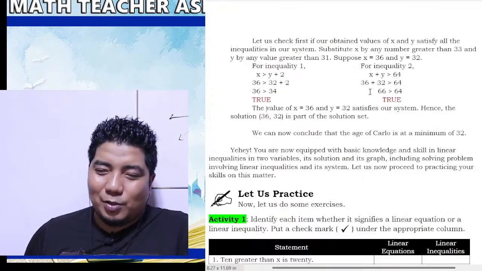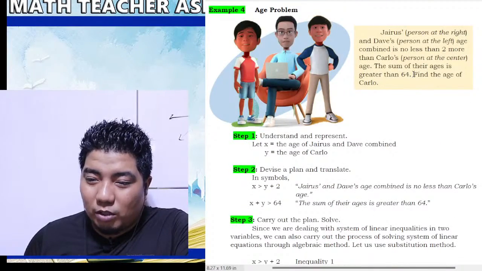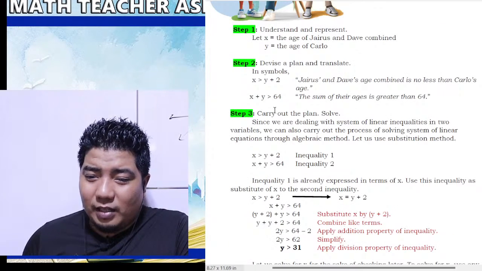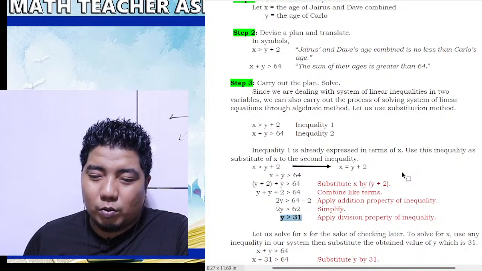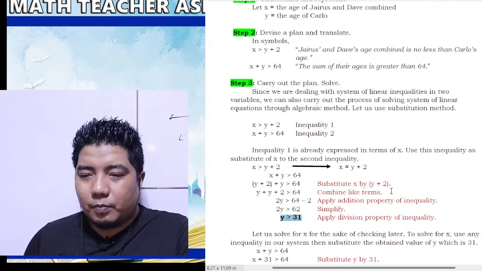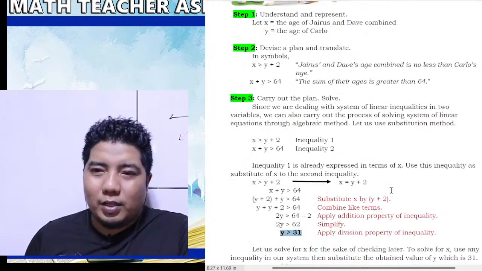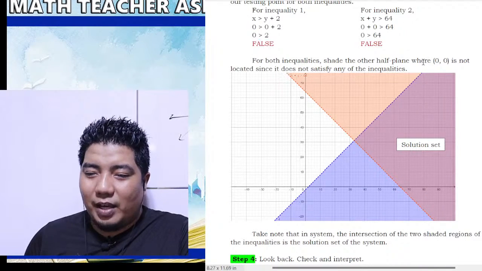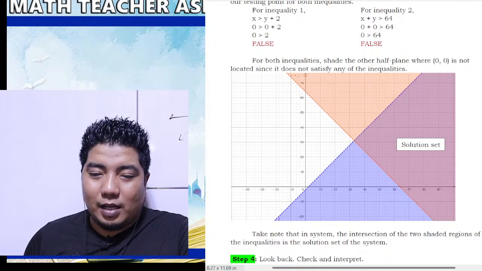Okay. So, actually, kahit kung titingnan natin ang problem, ito ang tanong dito is find the age of Carlo. Dito pa lang na part, nakuha na natin ang y is greater than 31. We already answered the problem. But for the sake of knowing the solution of the system of linear inequalities, then we need to graph it, okay? And then we see the two things na anong tawag dyan?